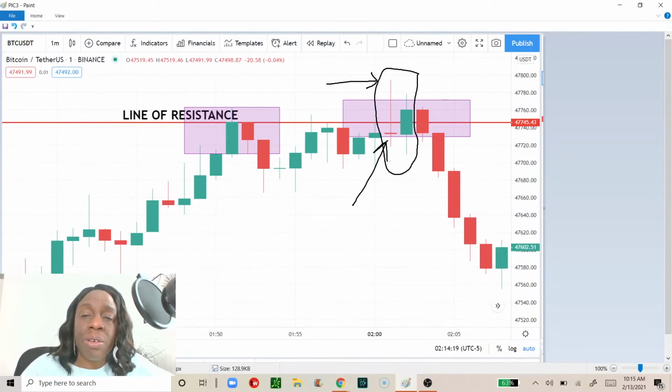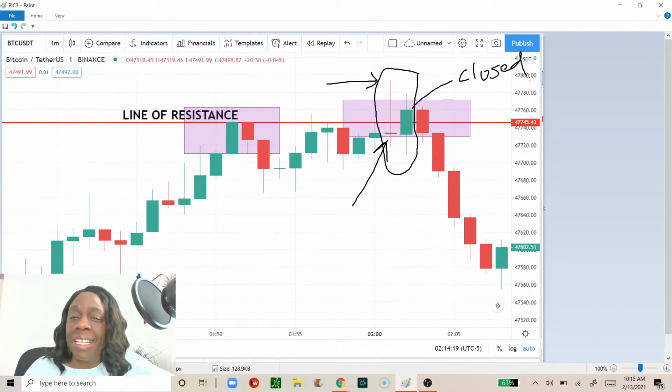If we move to the second candlestick, the green one, it actually closes. You see the second candlestick actually closed above the line of resistance. So do we enter into the trade? What would you do? I know you can see the red candles, but let's assume we can't. When this green candle closed above the line of resistance, it looks like it's time to enter a trade.